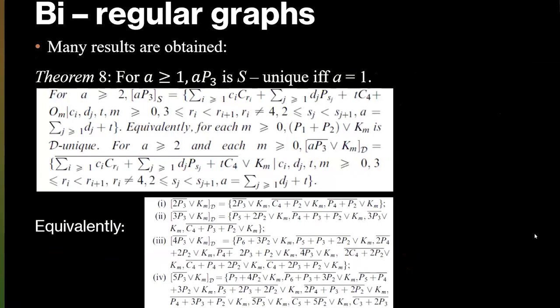And then we also look at many biregular graphs. The first one is the disjoint union of A copies of P3. We managed to show that it is S unique if and only if A is 1. So from there, we also get the equivalence classes of the complement of this graph, joined with this complete graph. For a small number of A, we are able to list down the D equivalence classes one by one. Here, there is another typo. There should be a complement over this plus 3P2 here.